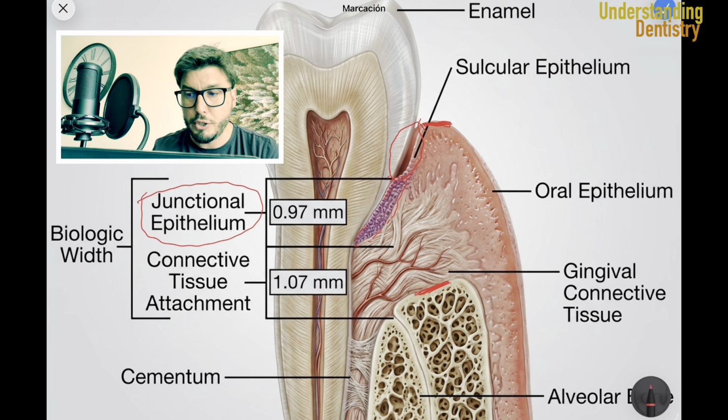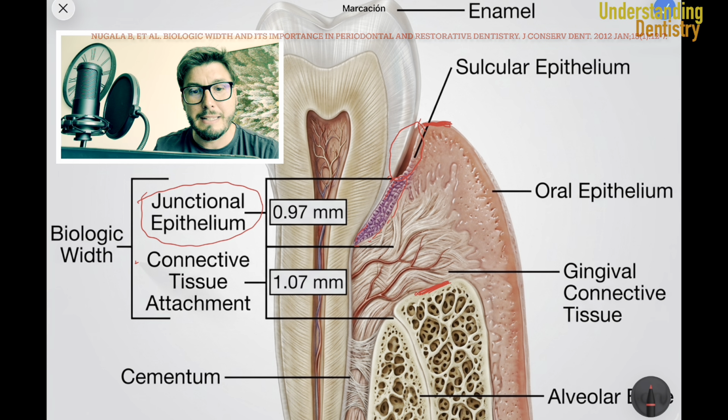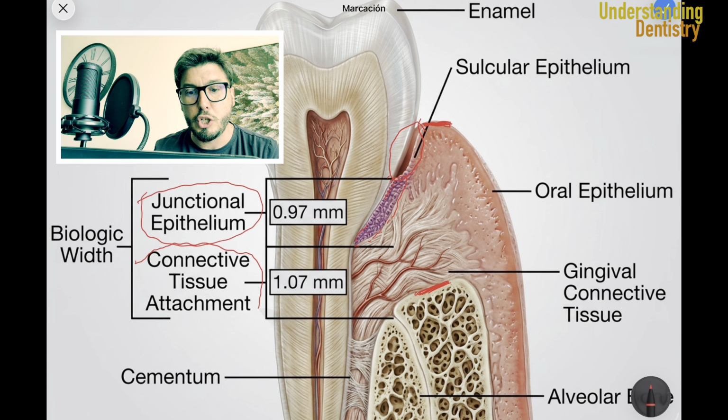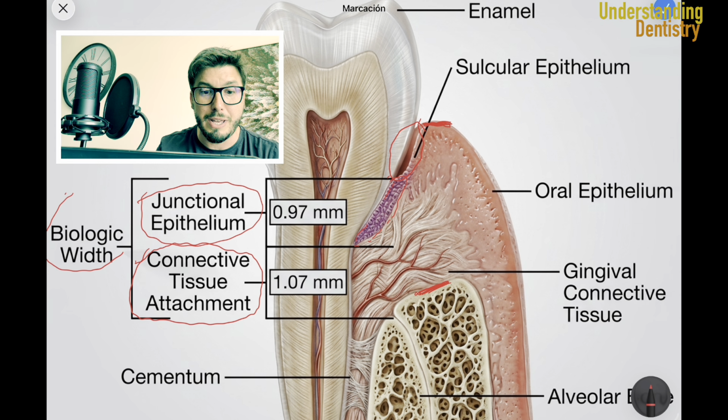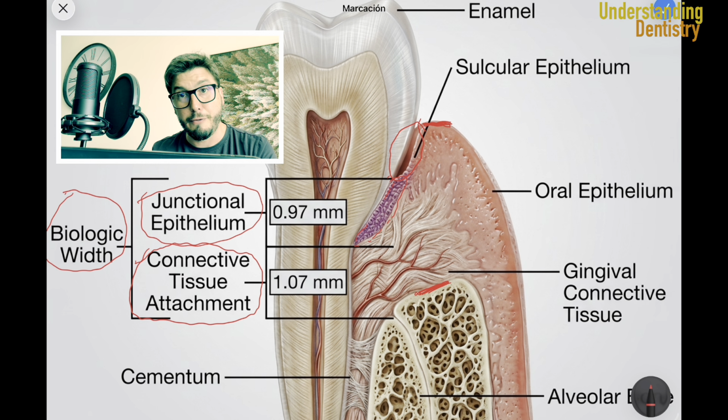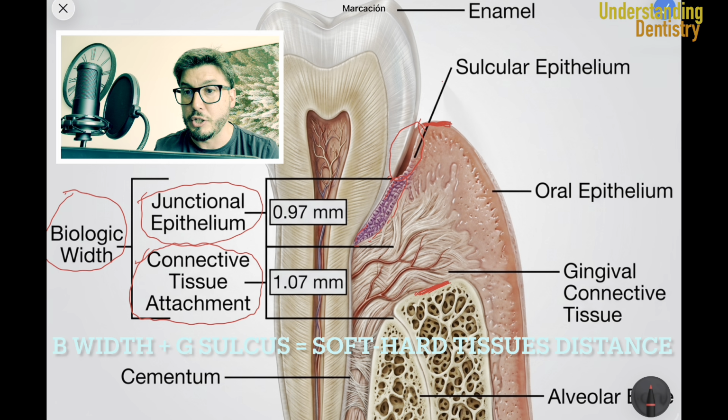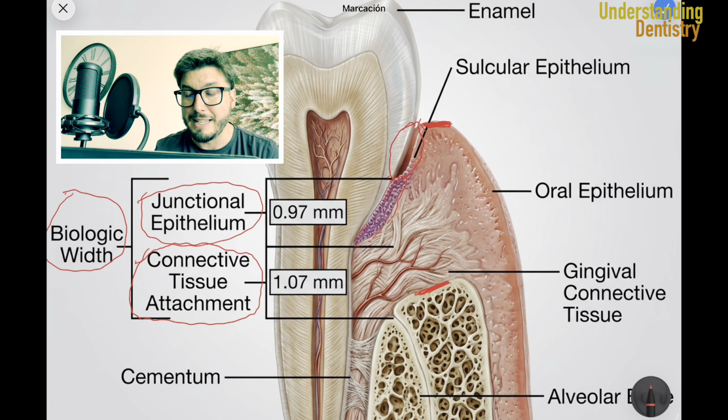According to articles in the literature, we are going to cite some of them. And then we have the connective tissue attachment, which is in average 1.07 millimeters, of course. Those two together are the biological width. Therefore, biological width plus the gingival sulcus are the distance between the gingival limits of your tooth and the bone limits surrounding the tooth. So there you have it, all right?